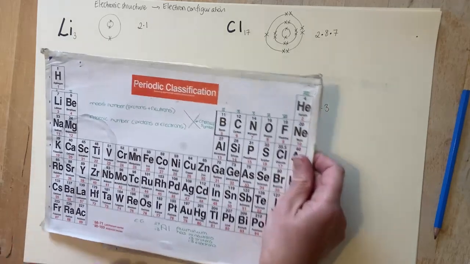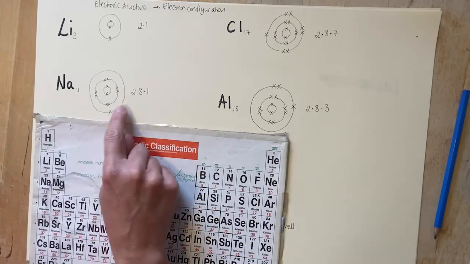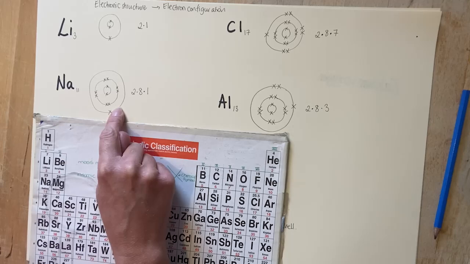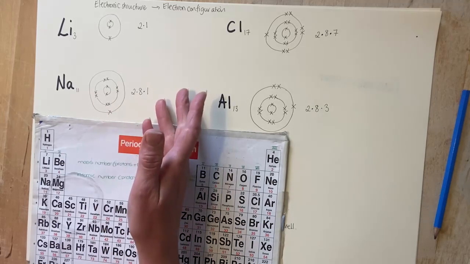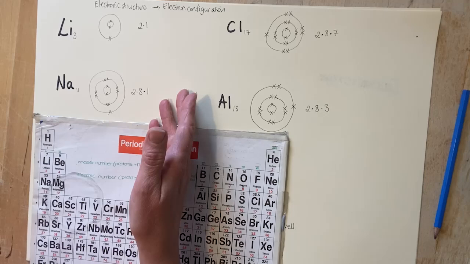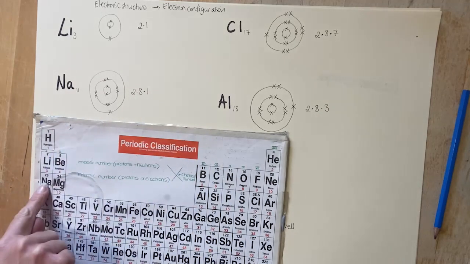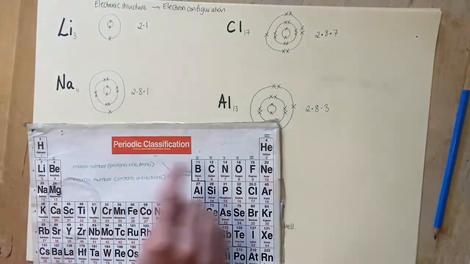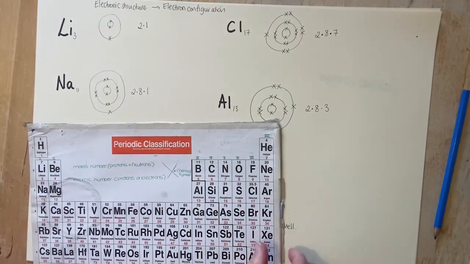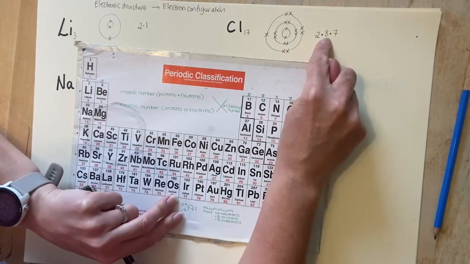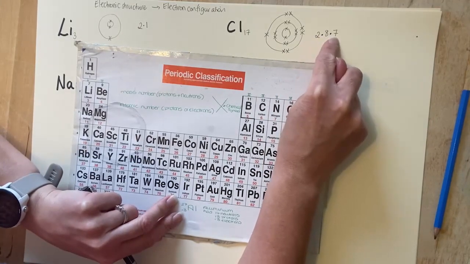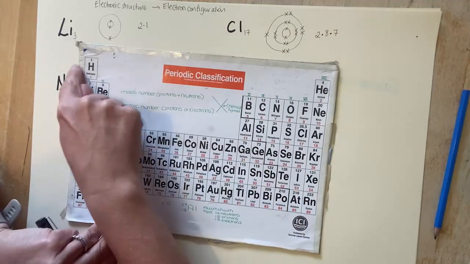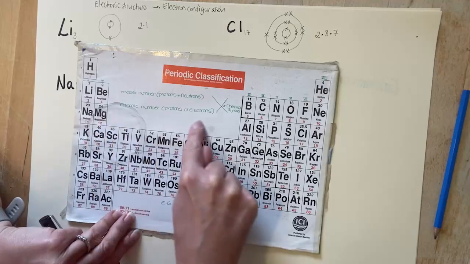Let's see if that rule works here. Sodium, 3 sets of numbers, 1, 2, 3 sets of shells that have electrons in them. So 3 occupied electron shells. If that rule is correct, it should be in period 3. Let's have a look. Sodium, it is indeed in period 3. Chlorine, again, has 3 sets of numbers, which means it's got 3 occupied electron shells. It should be in period 3. That's period 1, period 2, period 3.